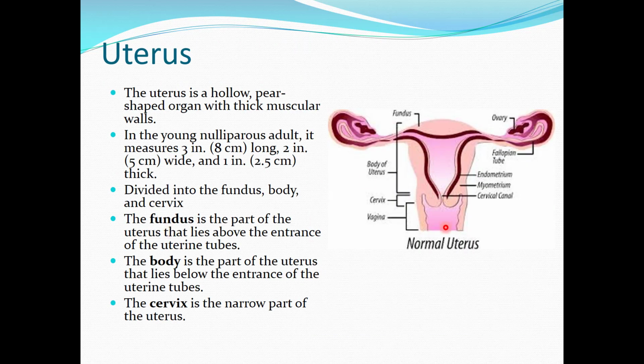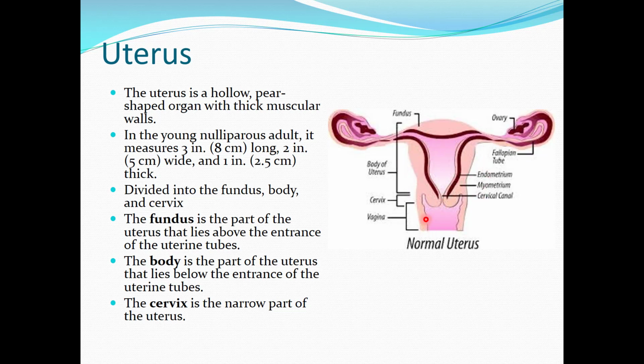The uterus is a hollow pear-shaped organ with a thick muscular wall. See here in this diagram, this is the uterus, with three coverings. The outer covering is called the perimetrium. The middle covering is called the myometrium. It is the thick muscular wall, and the inner covering is the endometrium, which sheds every month and forms again. In the young nulliparous adult, it measures about 3 inches long, 2 inches in width, and 1 inch thick.